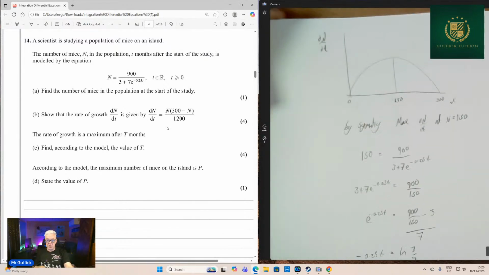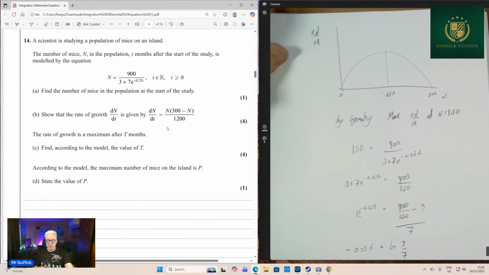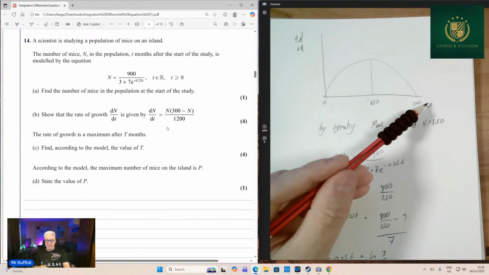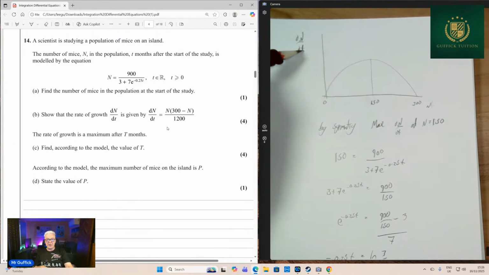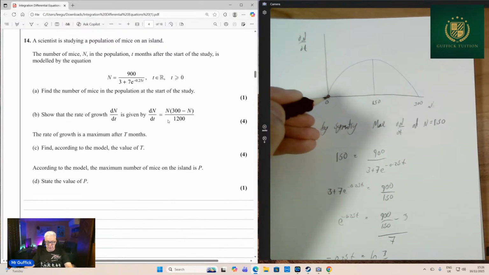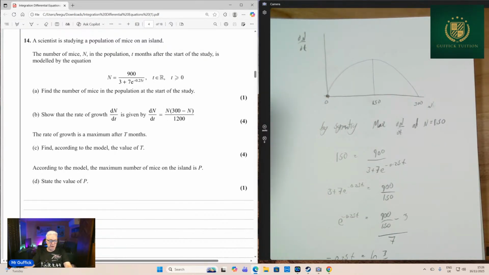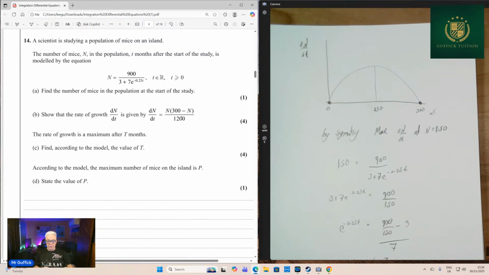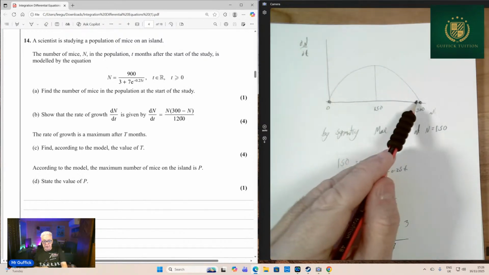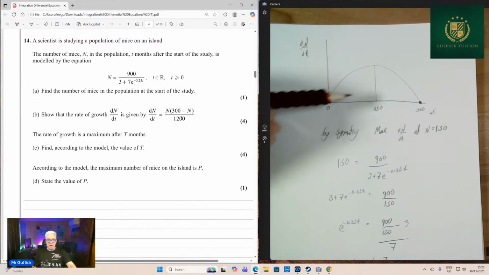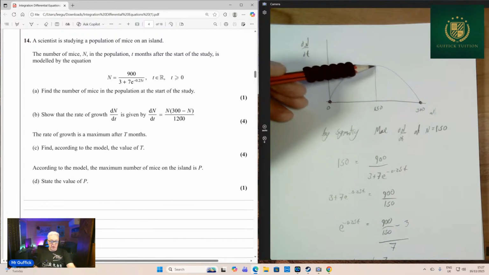Well, let's have a try and visualize what's going on here. So here I've drawn a little sketch showing this is the n, the number of mice, and this is the rate of change of mice. Now we know that on our equation, dn by dt is going to equal 0 when n is 0, because you're going to have 0 times something in this equation here. And it's going to equal 0 at 300, because you're going to have 300 take away 300. So we're going to have a rate of growth of the mice that is 0 at 0 and 0 at 300. So by symmetry, the mice are going to be growing most rapidly when there's a population of 150 of them.